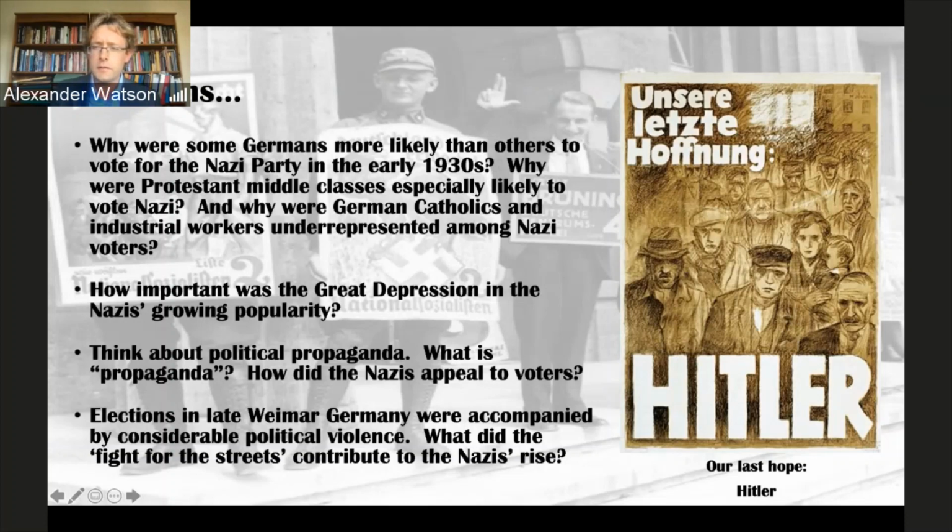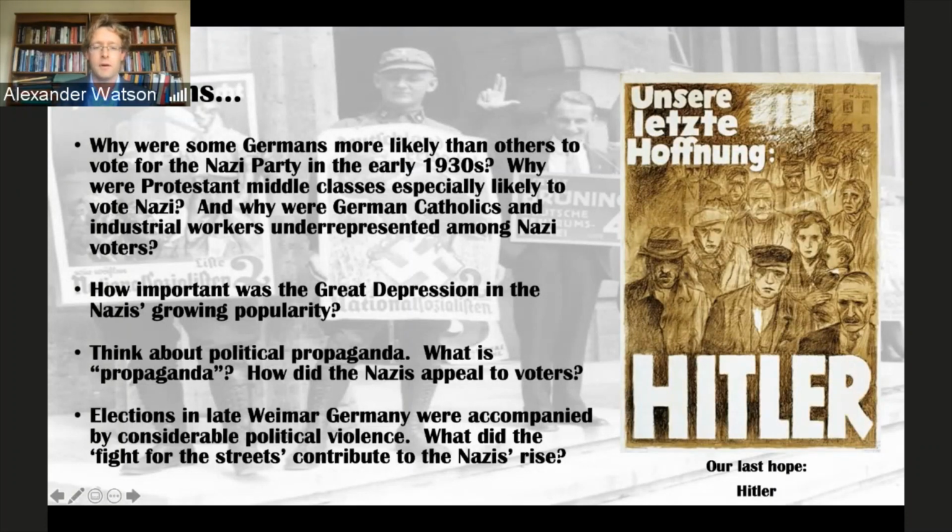And then for the third question, I'd like you to think about political propaganda. What is propaganda? What actually does that word mean? And how did the Nazis appeal to voters? Right from the time that the Nazis were winning these votes, people were saying, wow, Nazi propaganda is different. But how was it different? And what was propaganda?